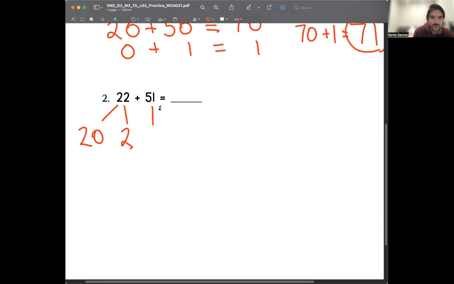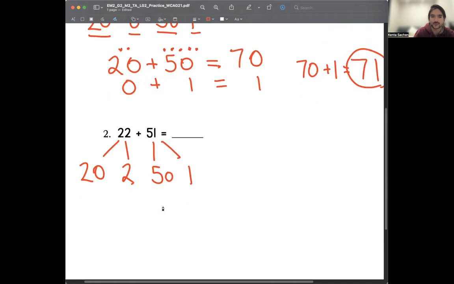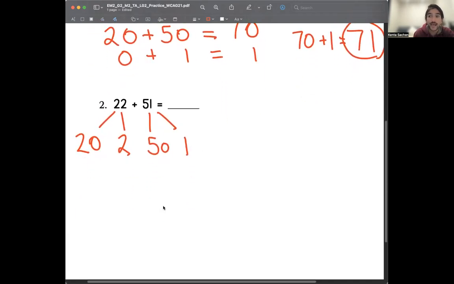How about 51? Let's do the same thing for 51. Do it. Come on. You can do it. Yep, 50, right? And 1. Nice, right? Same as what we did for question 1. Now we're going to add our 10 numbers. So which 2 numbers do I add first? Which ones? Write it down, write it down. What plus what do we do first?